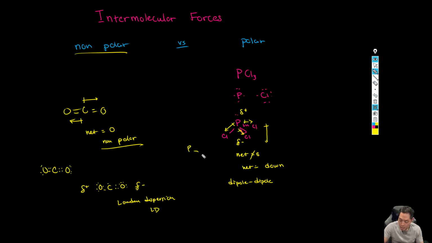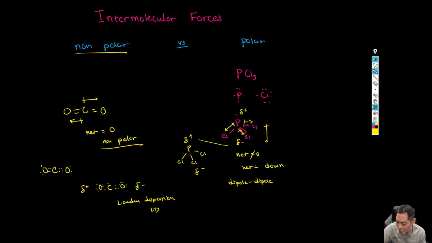So if you had another PCl3, P, Cl, Cl, Cl. What's going to happen is this side's going to be partially positive, this side's going to be partially negative, and they're going to arrange themselves. This is going to be more attracted to this side, right? And then this is not attracted to this, so they're going to push each other away. So they're going to arrange themselves where the positive and the negative end are going to be together. So this is something that's polar, and it's dipolar.